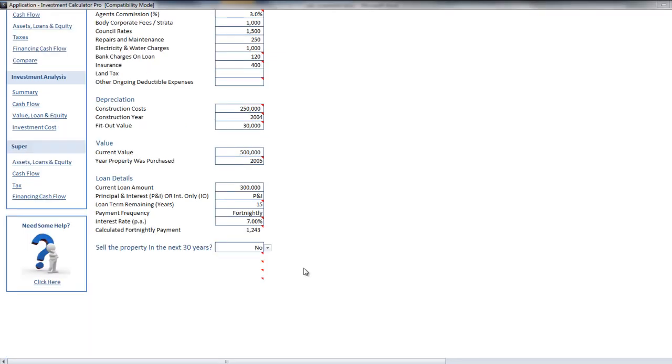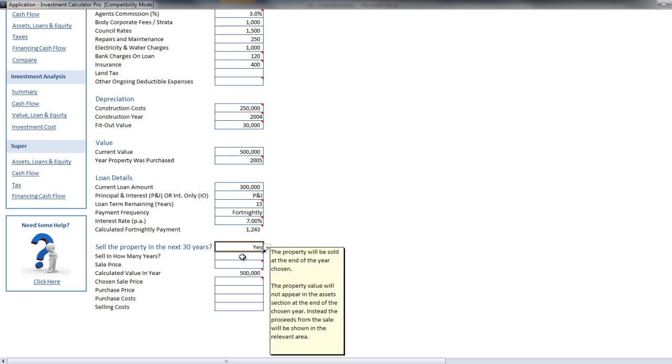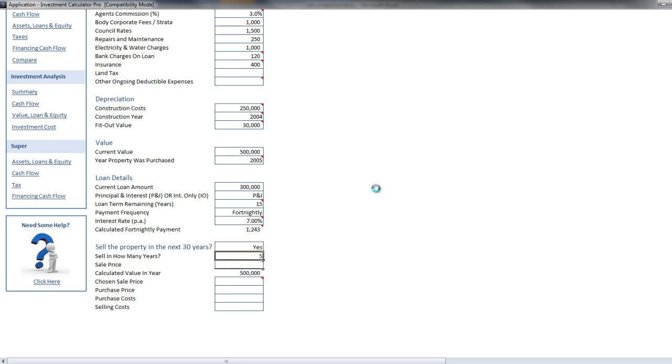Now let's assume in this example the couple wants to see what will happen if they sell their property. So let's just choose yes here. And we can enter in how many years from now we want to sell the property. Let's just choose 5 years from now. The calculator will automatically calculate the sale price in year 5 based on the capital growth rate we've put in. So we can choose to override that or simply use that price there. So let's just assume we want to use that price.